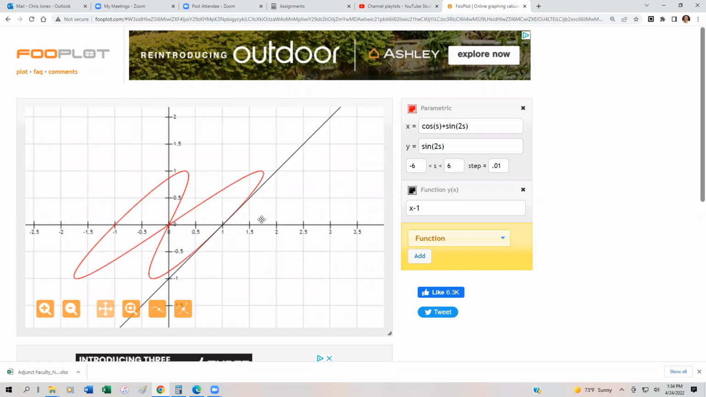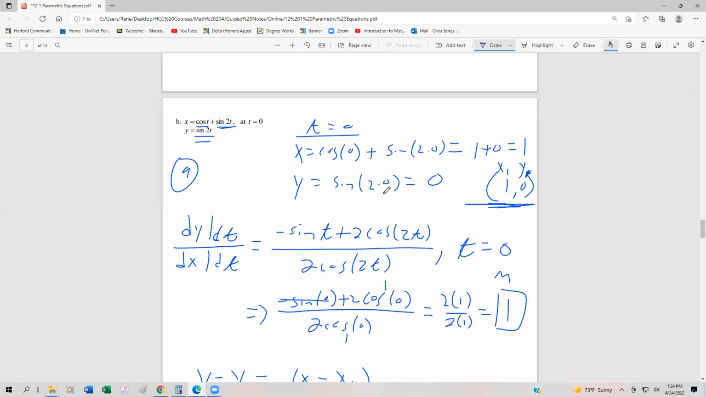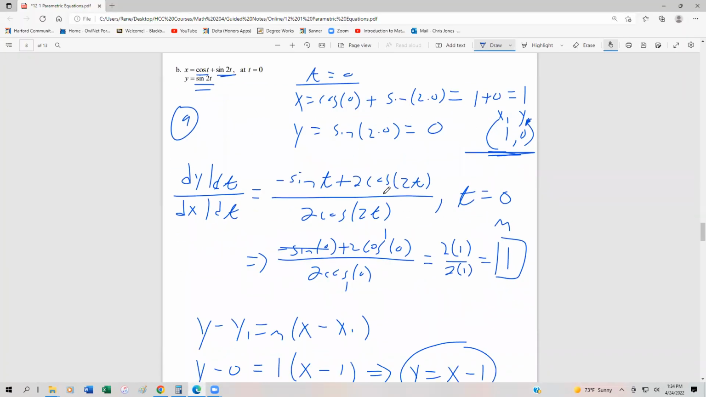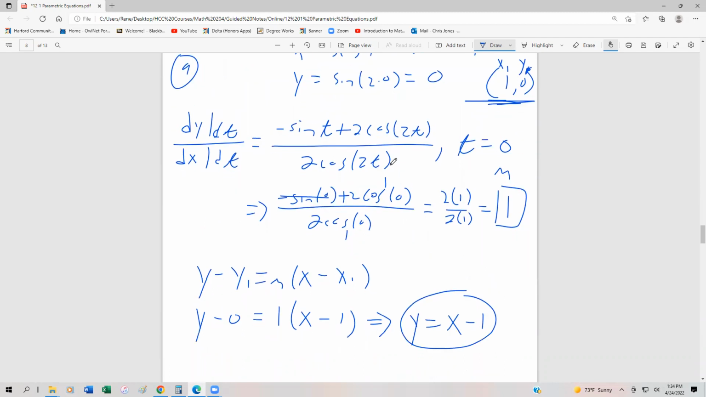Okay, so that's our equations of tangent lines. Pretty easy to do. A couple extra steps than what you might have done in Calc 1, but nothing overly rigorous. So in our final section, we're going to look at how we can use calculus on parametrics to find arc lengths.